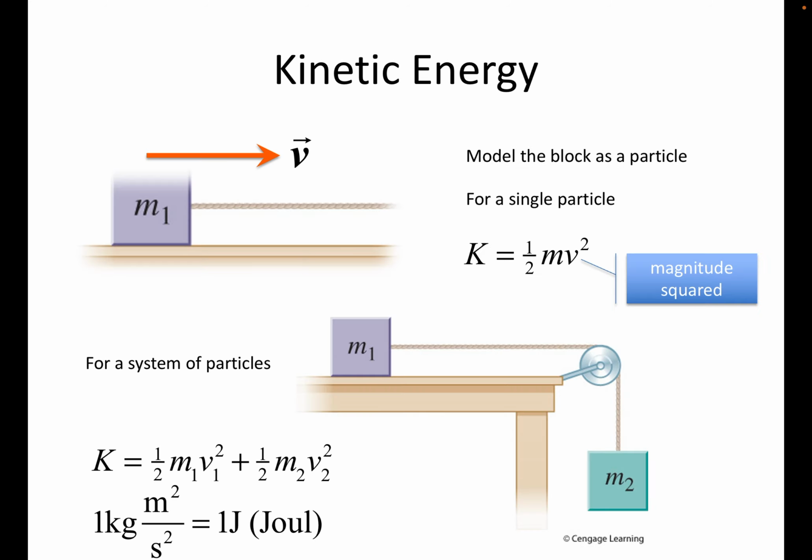We can also talk about the kinetic energy of an entire system of particles, like this setup with two blocks connected by a pulley. To find the total kinetic energy of the system, you simply calculate the kinetic energy of each part and add them all together. It's a simple sum of all the individual kinetic energies.